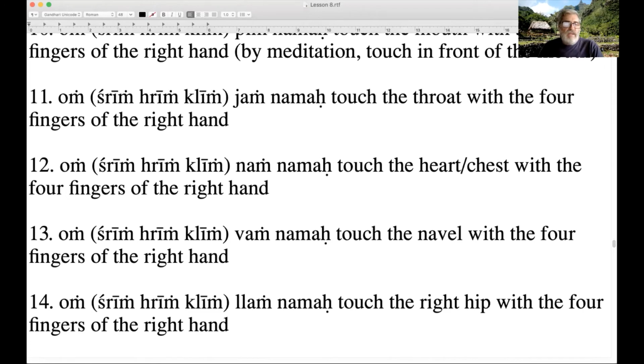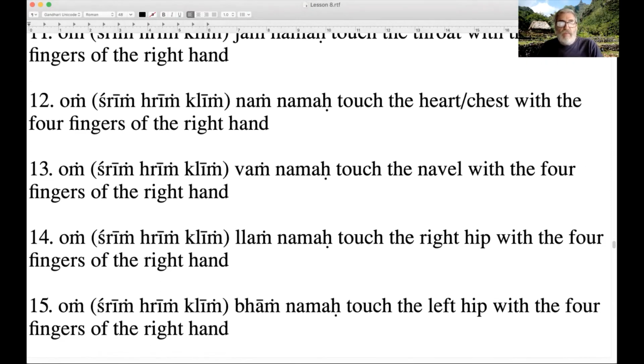So then the next thing is Gopi Ja. So Ja plus Anushwara is Jam. That's the next bija mantra, right? Bija akshara. So we have Om Jam Namaha. Touch the throat with the four fingers of the right hand. Or it could be with the other bija mantras, Om Shrim Hrim Klim Jam Namaha. Touching the throat.